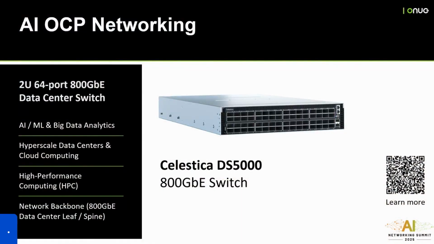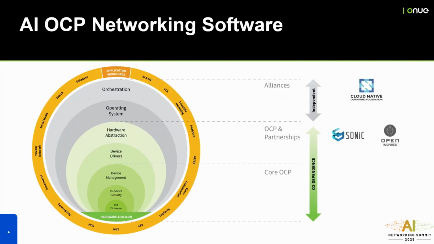I'll quickly touch on the main Celestica portion of this discussion, and that's our 50 terabit switch platform. It's called the DS5000, based on a Tomahawk 5. It's a super dense, high performing system that runs the Sonic network operating system. And the platform itself, in the spirit of openness, is an OCP accepted design. So that's the DS5000.